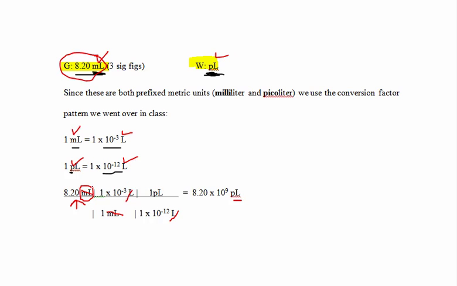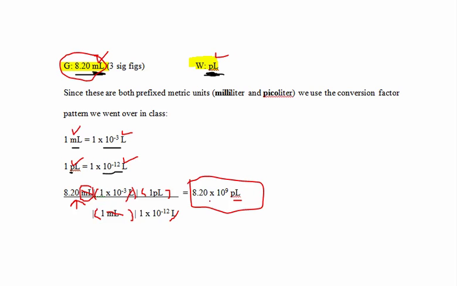Now remember, in our railroad math, these vertical lines are very similar to parentheses. So in my numerator, I'm multiplying everything together, and in my denominator, I'm also multiplying everything together. And then I divide at the very end because this horizontal line represents a fraction bar. So when I multiply my numerator, I get 8.2 times 10 to the minus 3, and then I divide by my denominator, which is 1 times 10 to the minus 12. And when we put that into our calculator, this is the answer we should get.